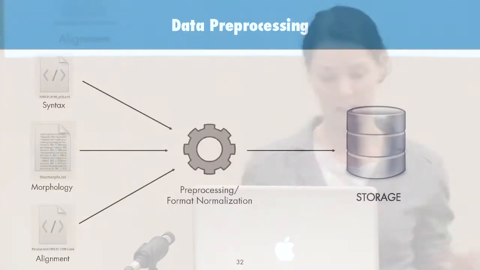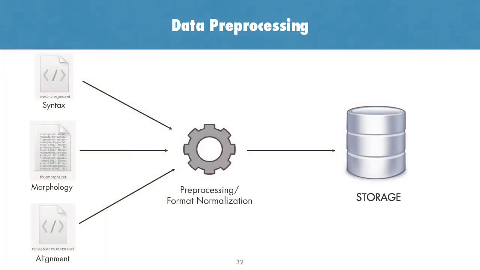What are we doing? We take the syntax, morphology, and alignment data, and after a very quick pre-processing step, we integrate them and store them. What brings us to the question, how would we store them, and how would our data backend look like, and what challenges do we have on the backend?